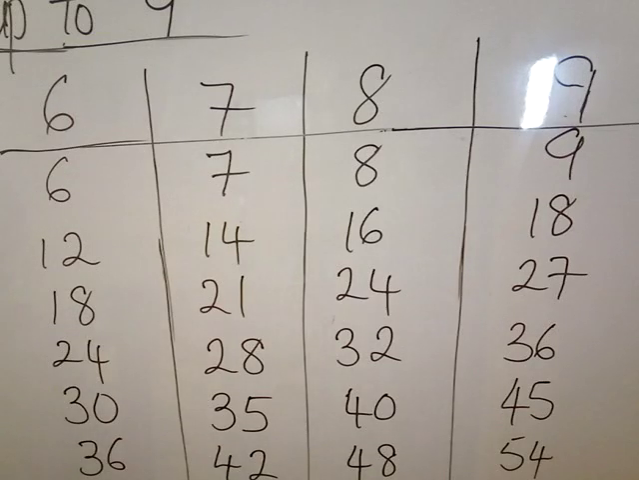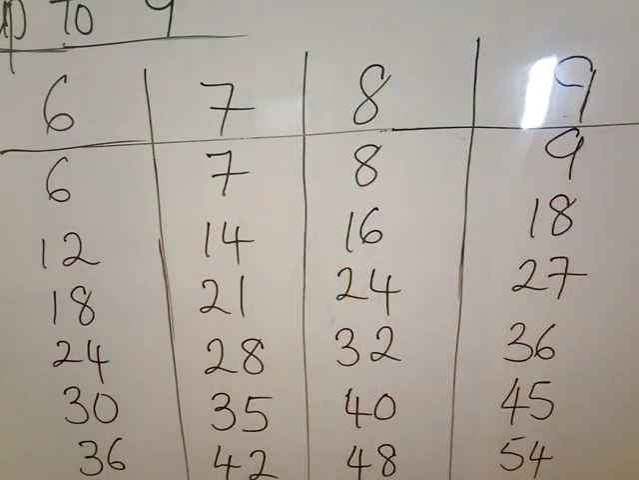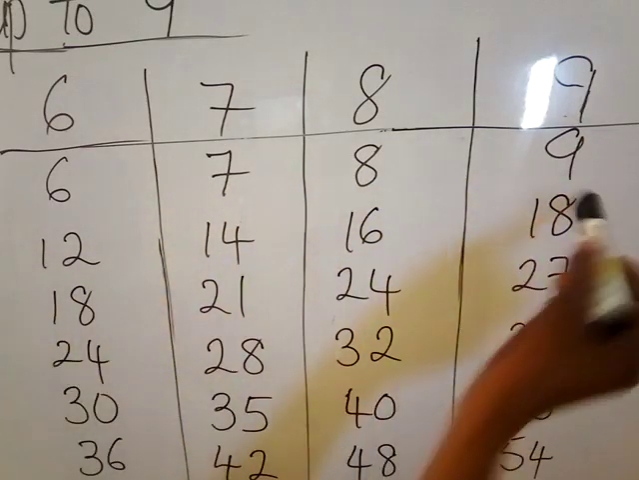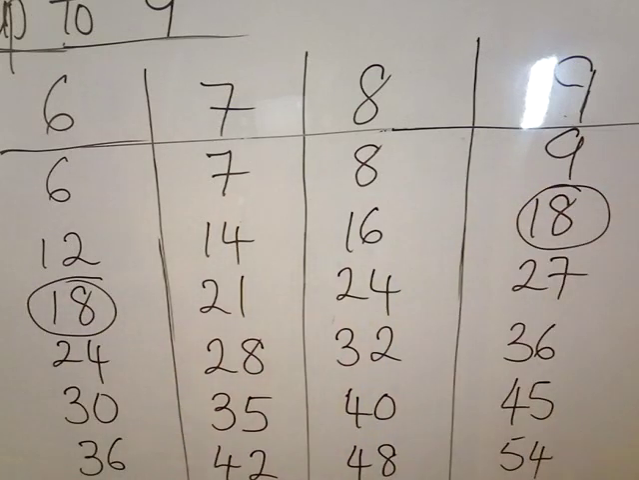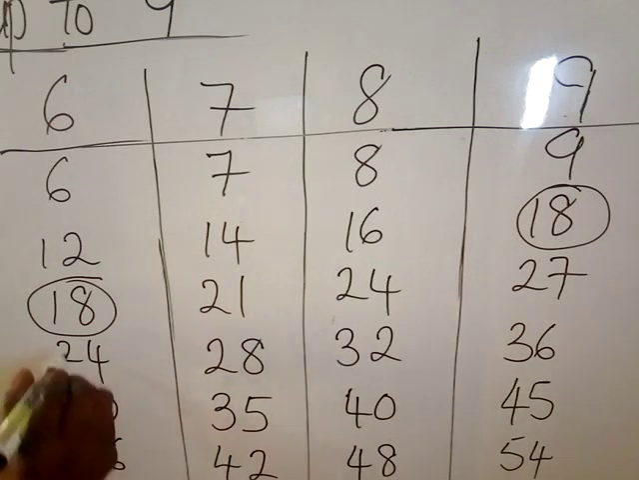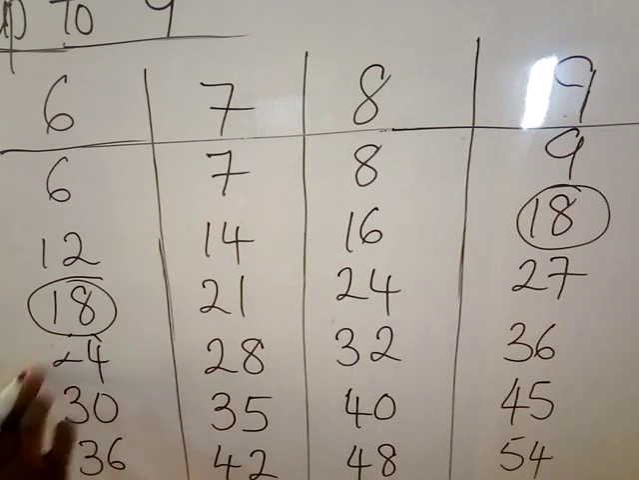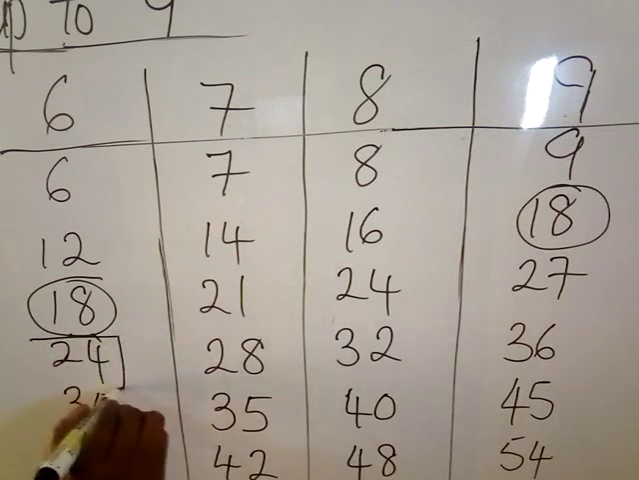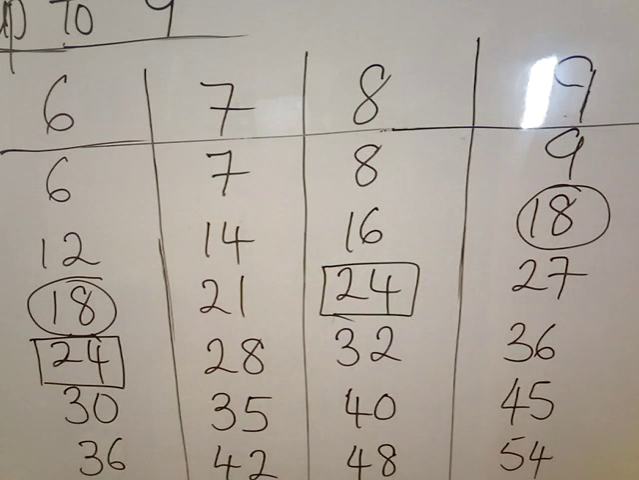So let's check. Here we have 6, 7, 8, 9, okay, 12, 14, 16, 18, nothing. Here we find 18 and then we say 18 under 9. That means 18 is a common multiple of 6 and 9. That's great, interesting. Then next we have 24 under 6 and we have 24 under 8. So we use a square this time. That means that 24 is a common multiple of 6 and 8.